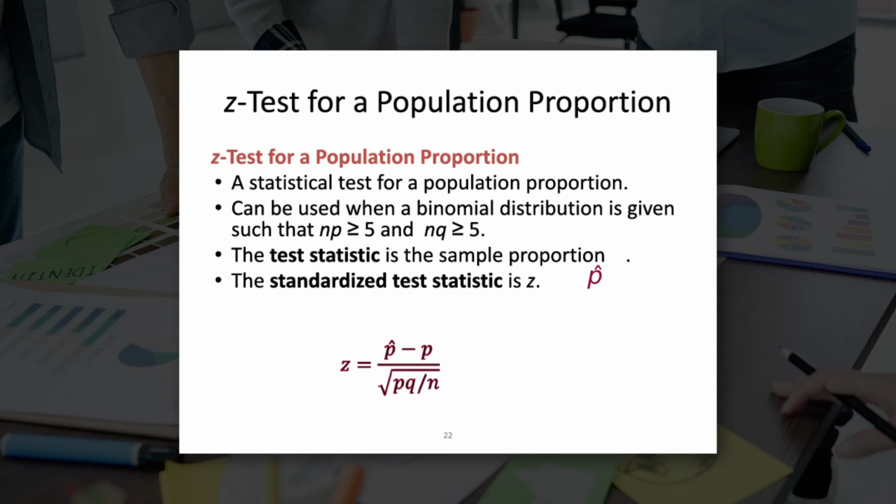A Z test for a population proportion is a statistical test for population proportion that can be used when a binomial distribution is given and np is greater than or equal to 5 and nq is greater than or equal to 5. The test statistic is a sample proportion and the standardized test statistic is Z. So Z is equal to this formula, which we have already talked about. So, using a Z test for proportion p, state the claim mathematically and verbally. So there are some examples.